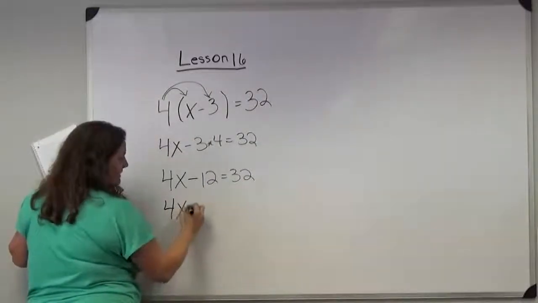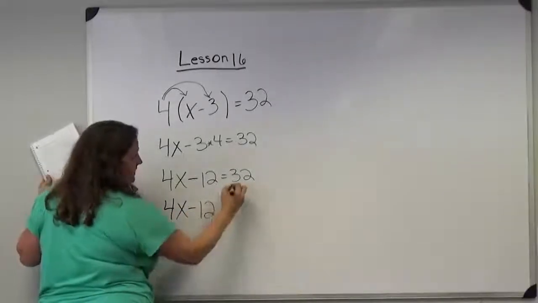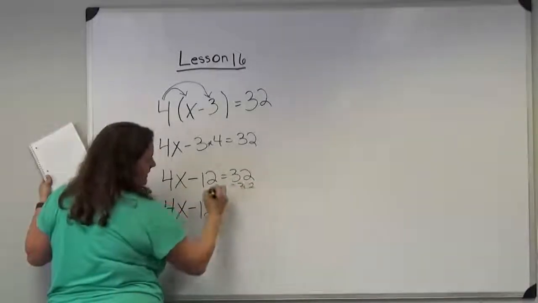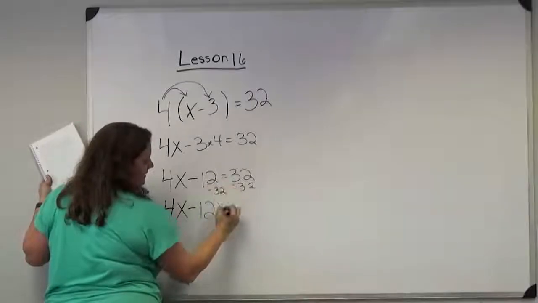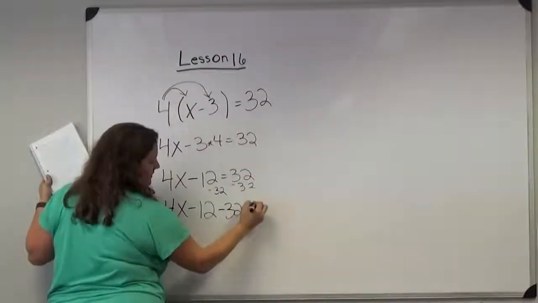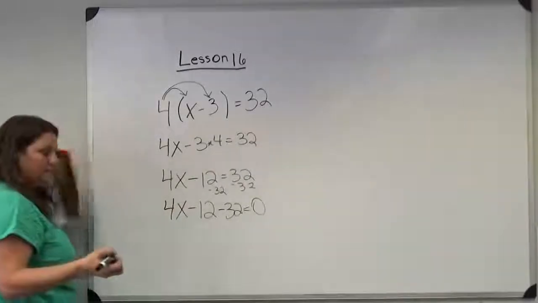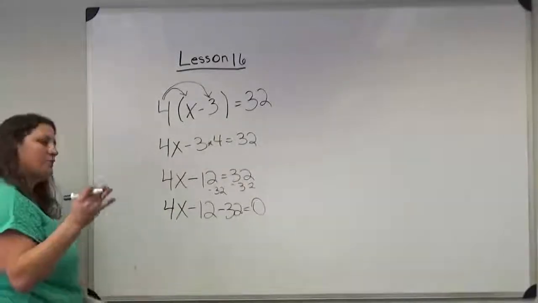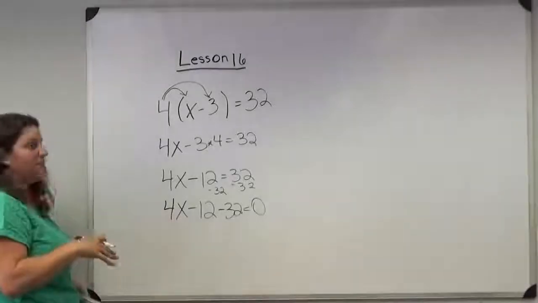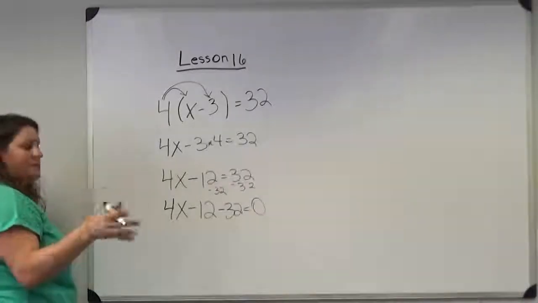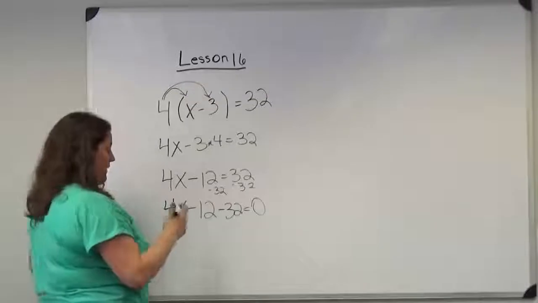So we have 4x minus 12. Then we subtract the 32 from this side and subtract the 32 from this side. And set that equal to 0. This isn't a necessary part of this one, but it's sort of bringing into you the concept of putting things in standard form so that when it comes time to start factoring, you already have this tool at hand.